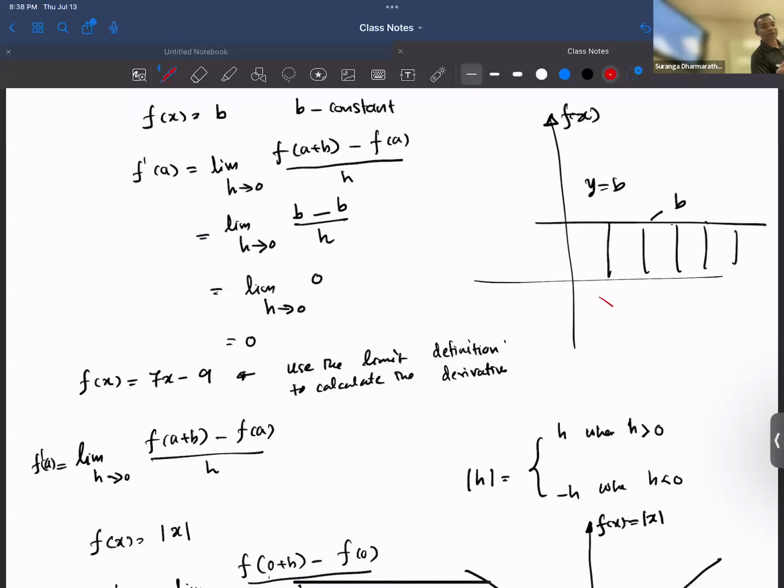If the slope is right there, what is the value of slope? Negative. Right? Does that make sense? Okay, good.